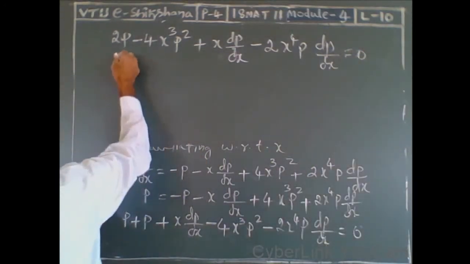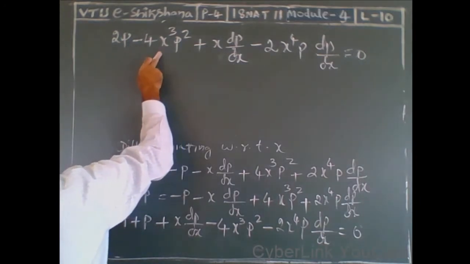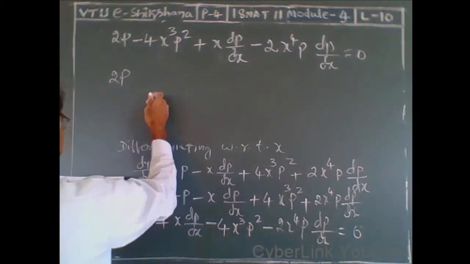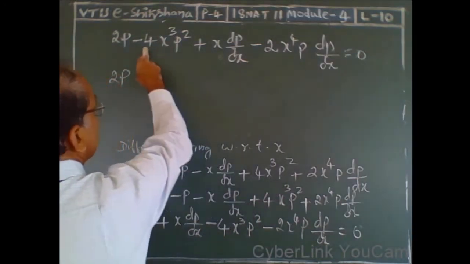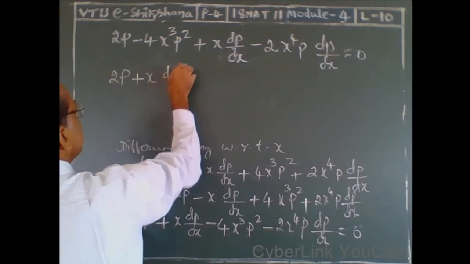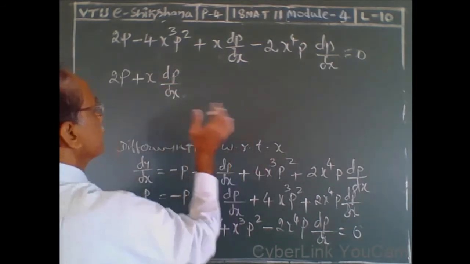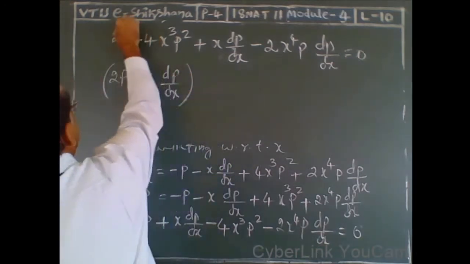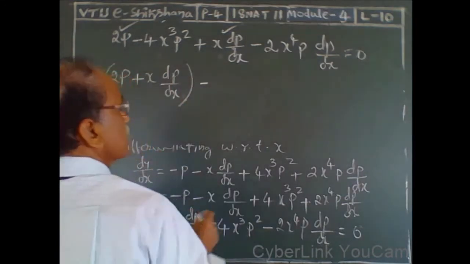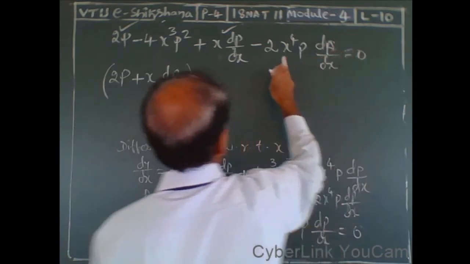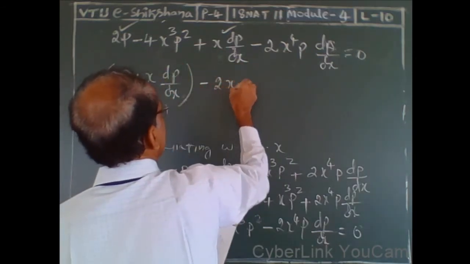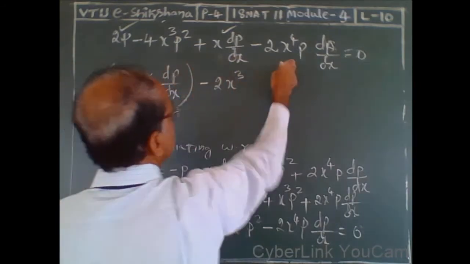Then you can write this one as 2p minus 4x square 2p plus x into dp by dx. In order to make the common factor for this, this is one term, this is the term I have selected, and from these two the minus sign I can take outside, and which is common you can write. So which is common means here 2 I can take outside, x cube I can take outside, and 1p I can take outside.